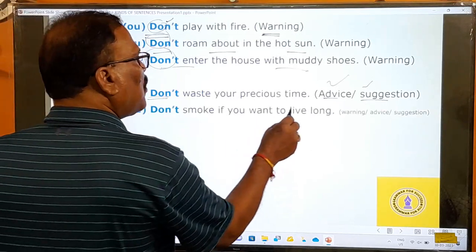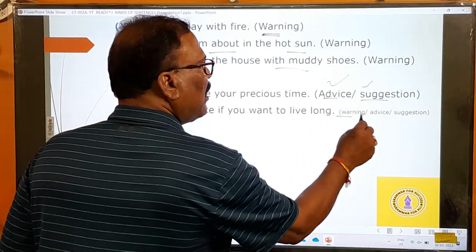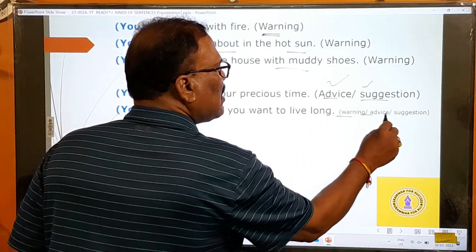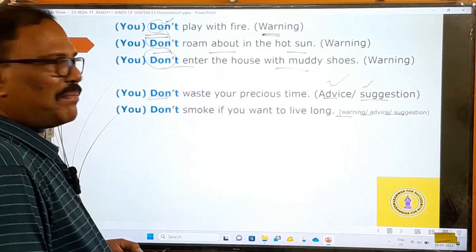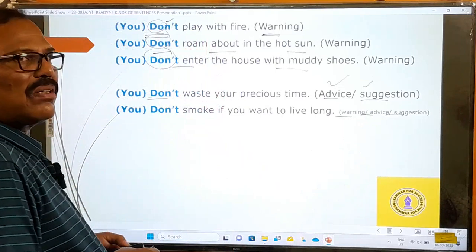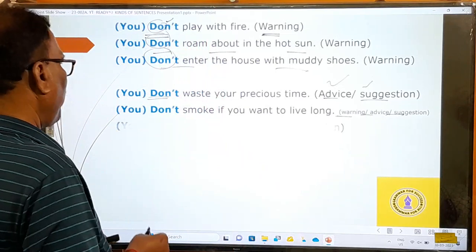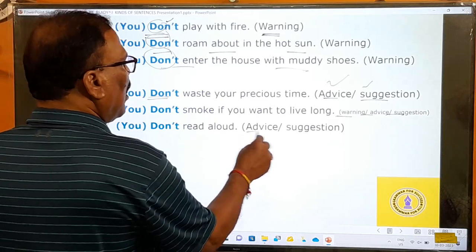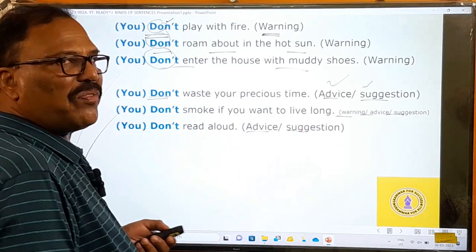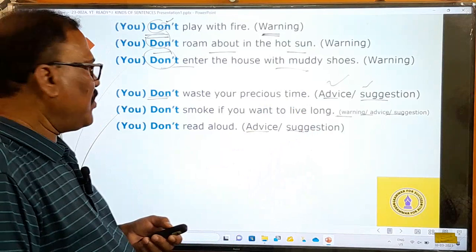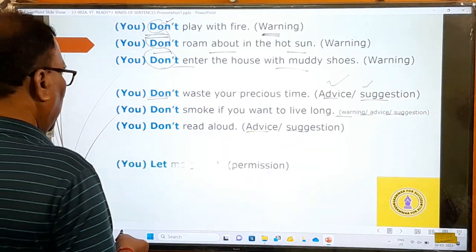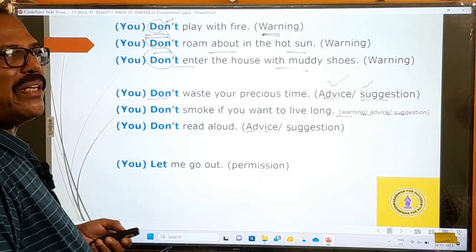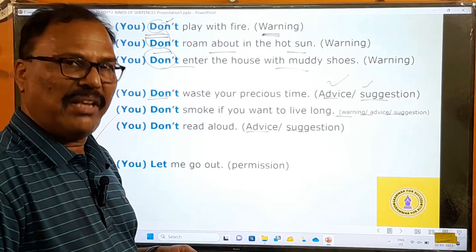Don't smoke if you want to live long. It can be a warning, it can be a piece of advice, it can be a suggestion. Don't read aloud. It can be either a piece of advice or a suggestion. Right? And lastly, these imperative sentences also begin with let.